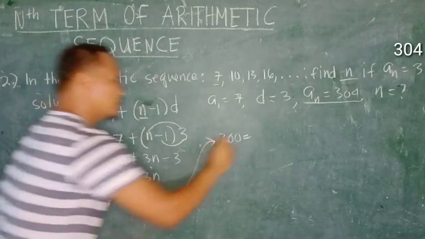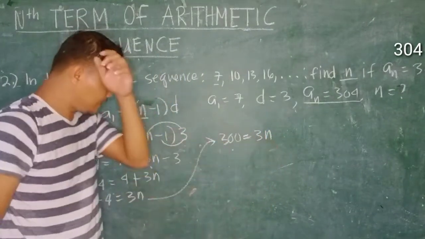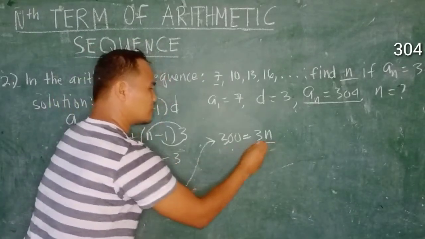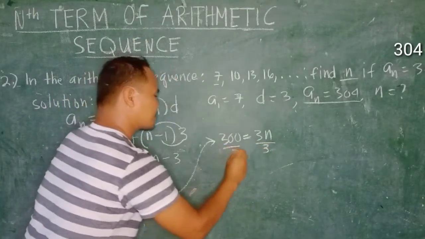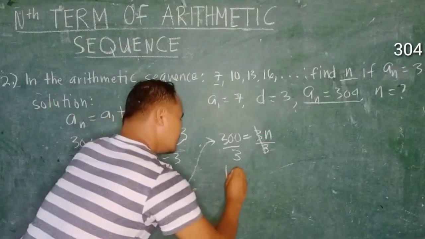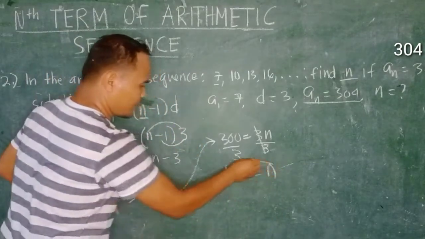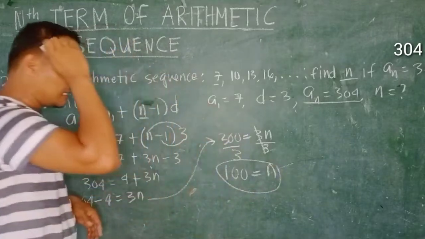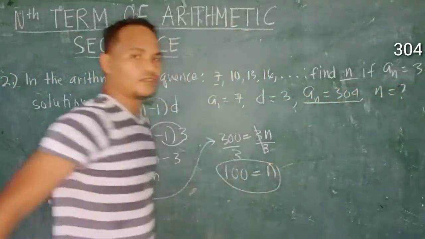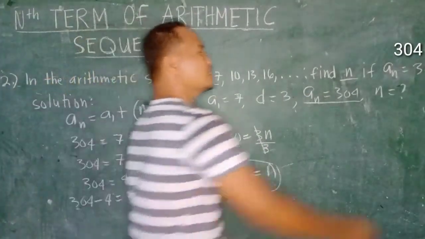equals, copy, 3n. Since we are solving for n, kinahanglan matangtang sa 3 kung saan man. Mag-divide ta og 3 both sides. That's that. 300 divided by 3, that's 100. Equals. So, therefore, we solve the problem that there are 100 terms if our last term is 304. Meaning to say, ang ika-100 na term is 304.